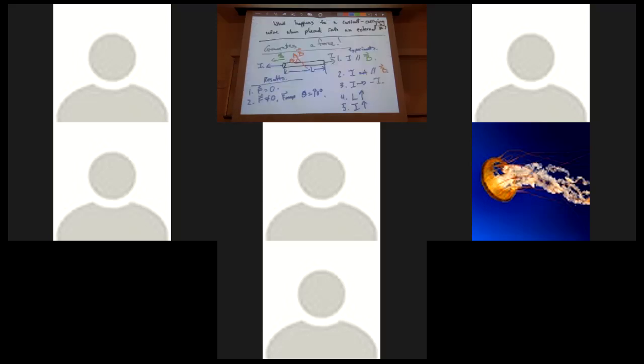So let's talk about what each one of these experiments actually tells us. The first two tell us that the force must be proportional to the sine of the angle, at least the magnitude of the force. Because when the angle is zero, sine of zero is zero, and sine of 90 is equal to one, which gives the maximum amount.